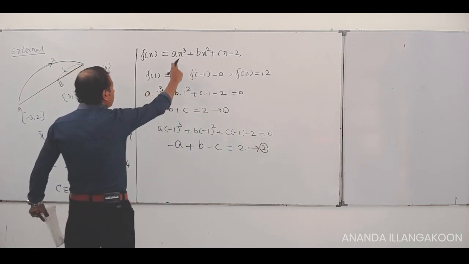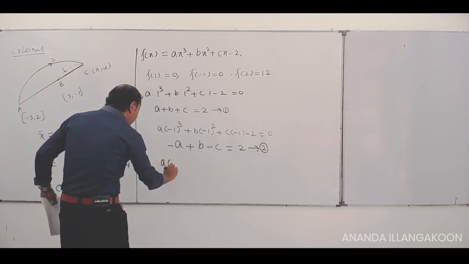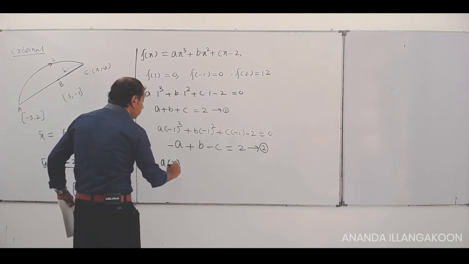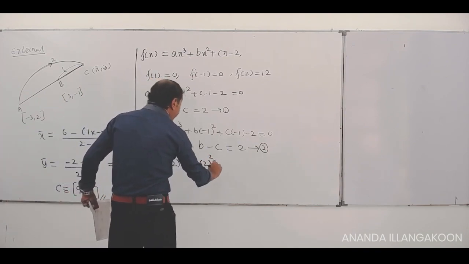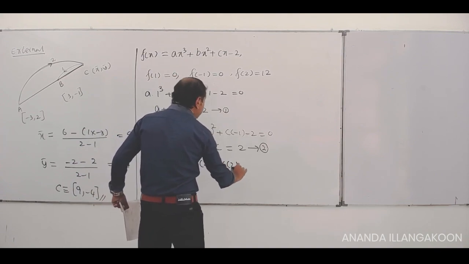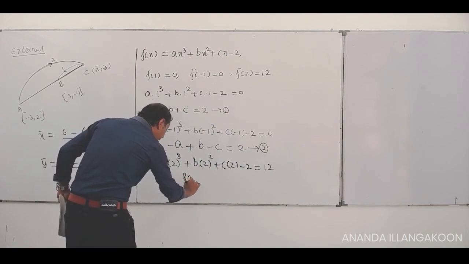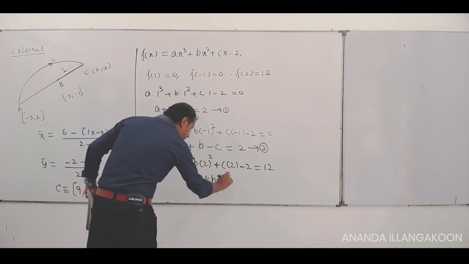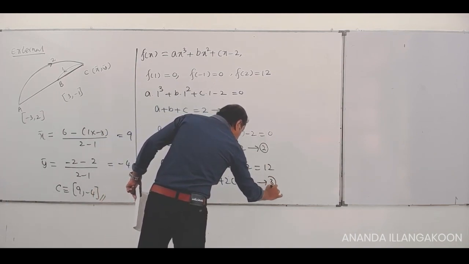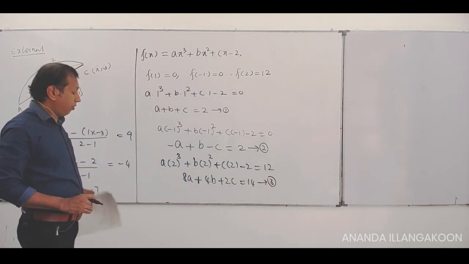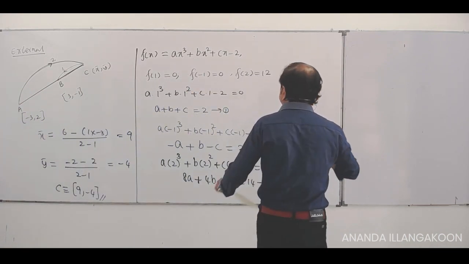F(2) = 14, put x equals 2 here. Then we get a into 2 to the power 3, b into 2 squared, c into 2 minus 2 is equal to 8. 2 to the power 3 is 8, here 8a, 4b, 2c, take this right hand side 14. Number 3. Now to find this A, B, C, we have to solve these 3 equations, right?